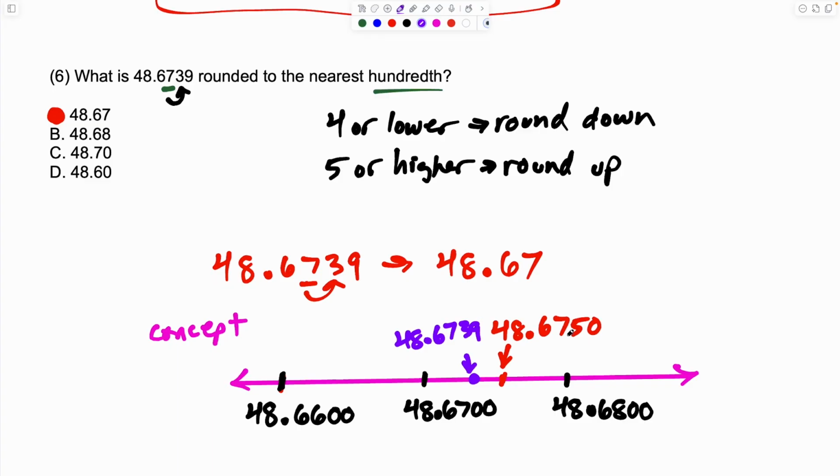48.6739, you see how this number here is a little bit to the left of the halfway point. Okay, so let me just try to scoop up this here. So 6739 would be about here. Okay, so the number we're dealing with is here, but when we round, we want to see which hundredth are we closer to? Are we closer to 48.67 or are we closer to 48.68? And we're definitely closer to this one, which is why we're rounding to choice A.